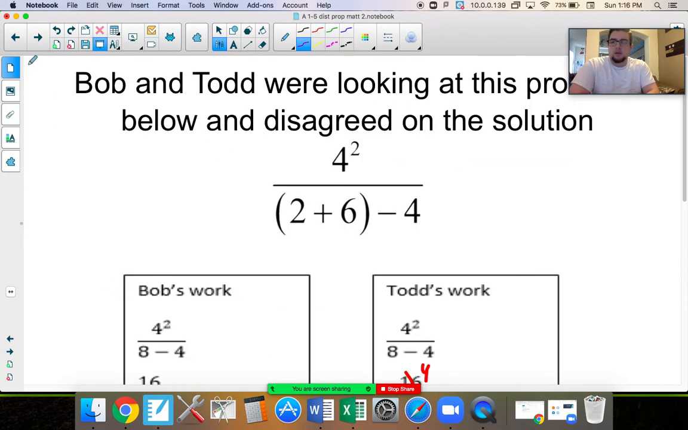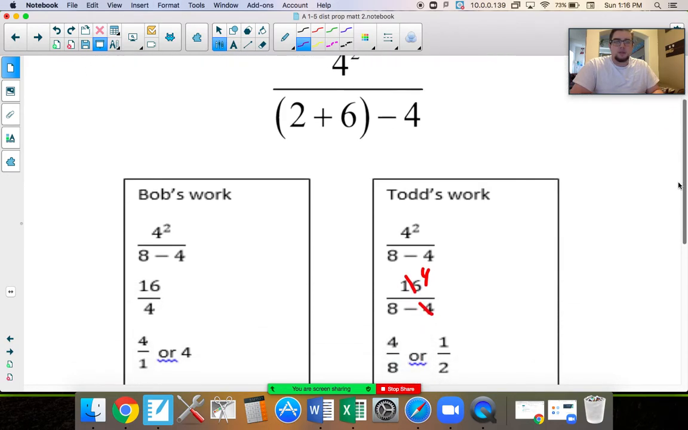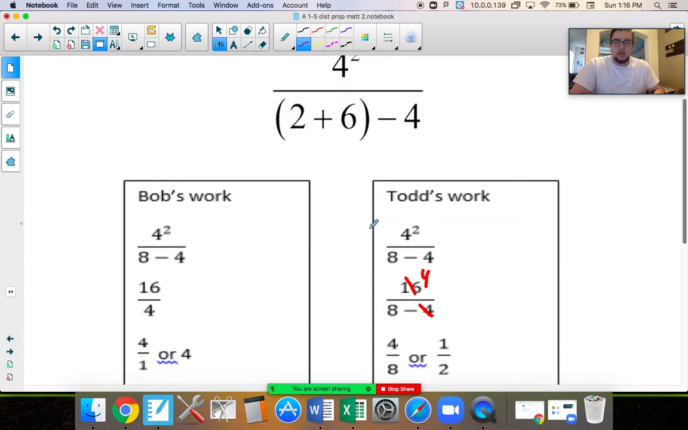All right, one of the big ones, especially when we're talking about order of operations, is when we have fraction, stuff on the top, stuff on the bottom. So Bob and Todd here are disagreeing about the solution. Bob's work versus Todd's work. So Bob is saying that he did the grouping symbols first. So did Todd. So the first step is the exact same.